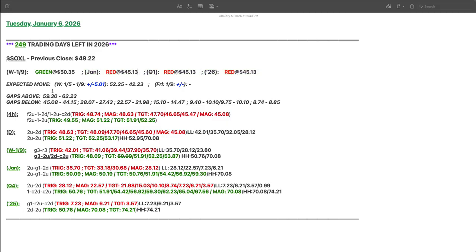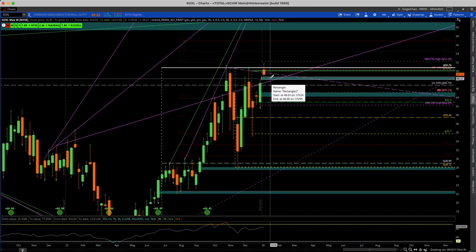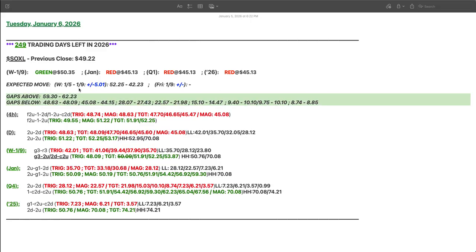We know the market makers expected move for this week was $5.01 from the close price on Friday. That gave us a range of 52.25 to 42.23. And then we know where our gaps above and gaps below are. And actually, we need to fill in the gap from today, 48.63 to 48.09. There we go. All right, so we know just at a glance where our gaps are in relation to the price.